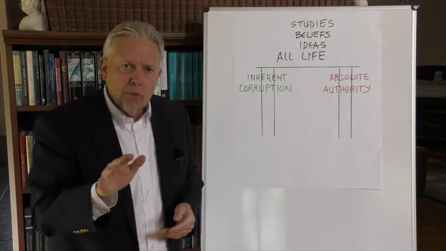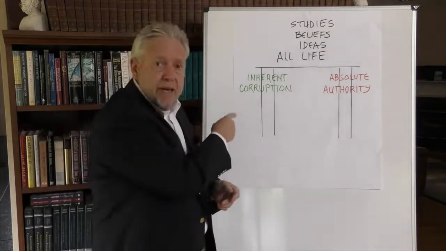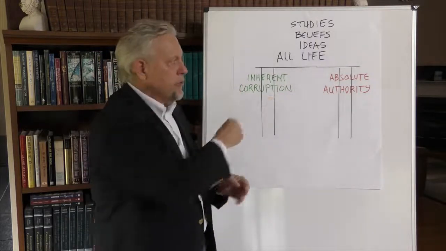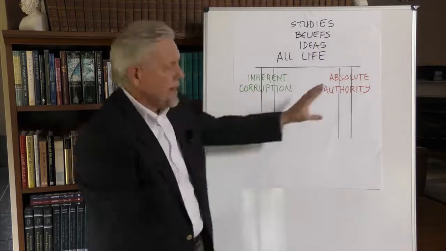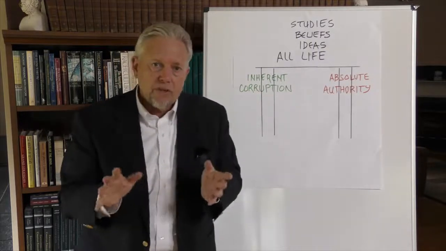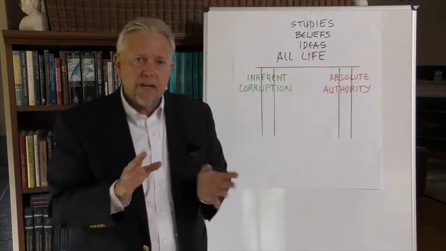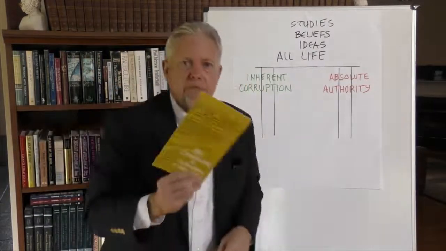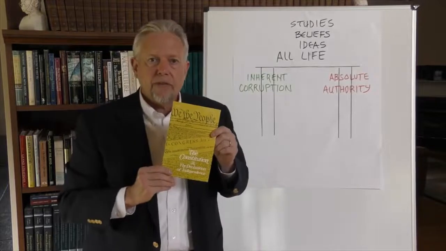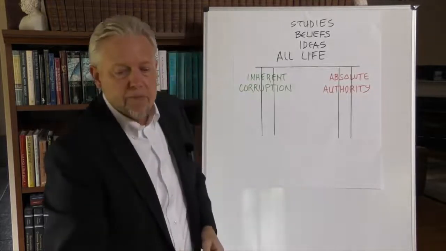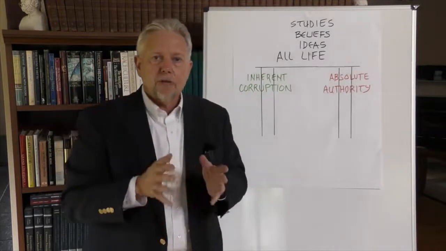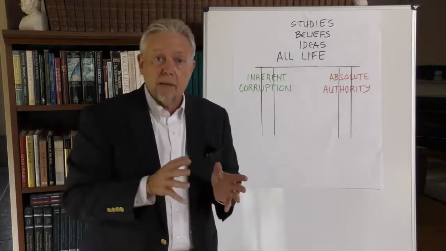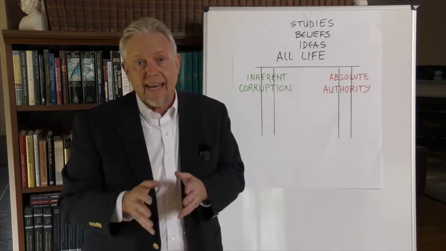And here is what I want to do as we come back to this basic concept of inherent corruption, that is human nature and absolute authority. And I wanted to suggest to you something else that I would say to my students. I would give them two documents. I would give them this document, the Declaration of Independence. And then I would also give them the document called the Declaration of the Rights of Man, which came out of the French Revolution in 1789.